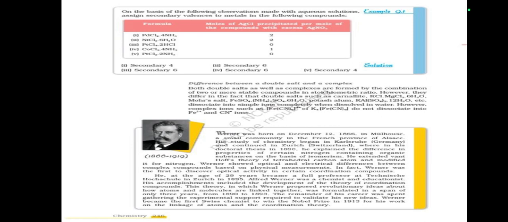However, complex ions such as [Fe(CN)6]4- of K4[Fe(CN)6] do not dissociate into Fe2+ and CN- ions.